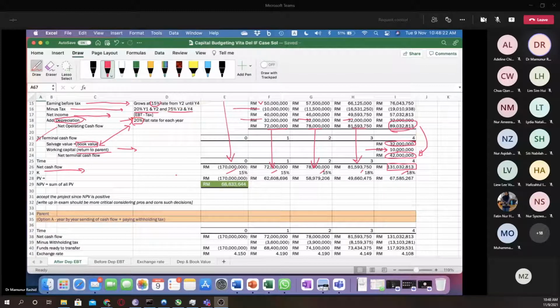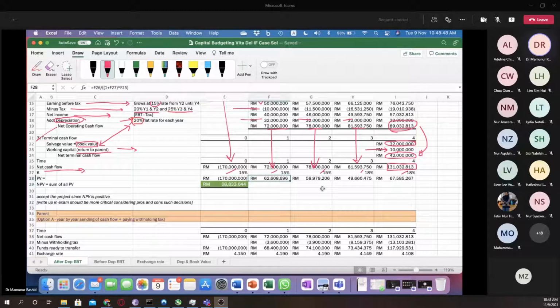Cash flow divided by 1 plus K to the power T. The equation is given here. You can click this and double click it to see the calculation is done. Cash flow E26 divided by 1 plus K to the power T. Each of these are calculated in a similar way. Okay, so cash flow divided by 1 plus K to the power T is the present value calculated.